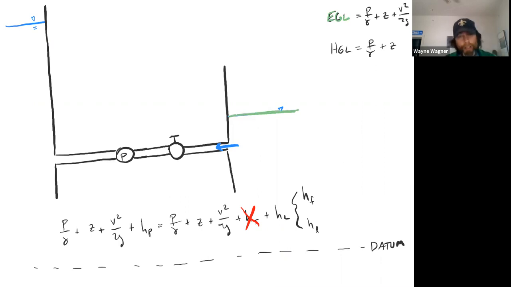Whenever you have a reservoir, the EGL is at the reservoir surface because there's no V squared on 2g and the Z goes all the way up to the surface. And so then we're going to be here. That's really important to know because when drawing these things, you need to know where you're going.